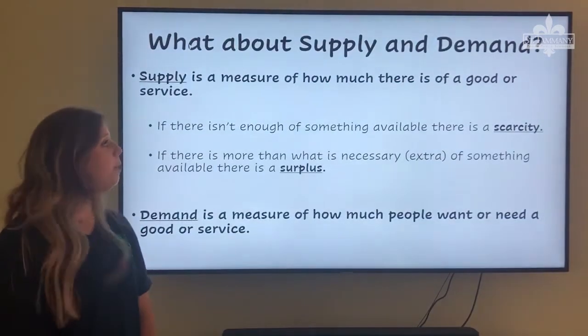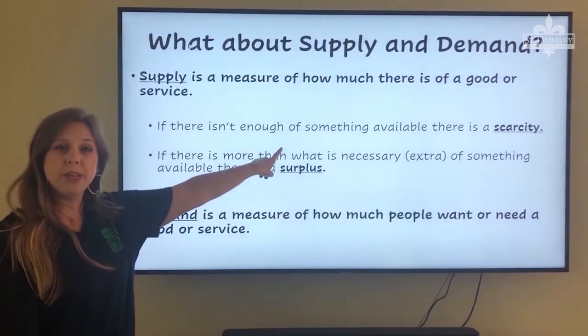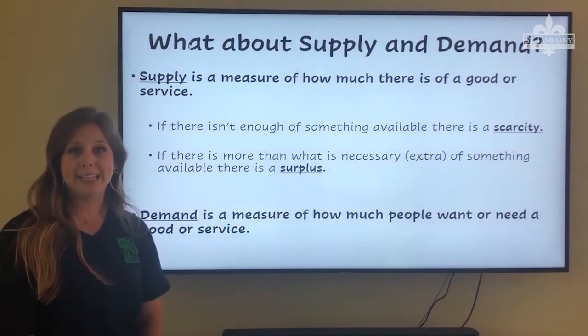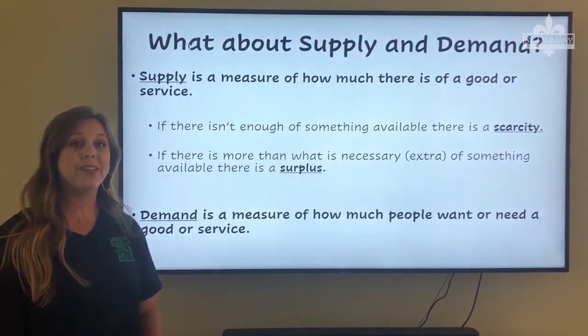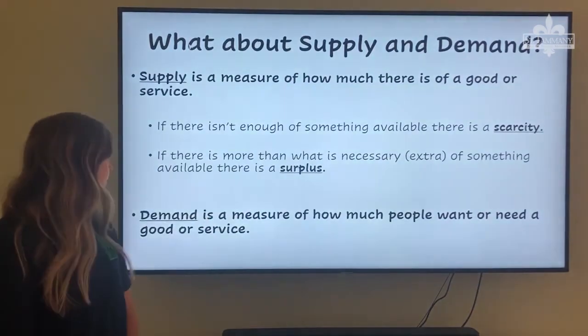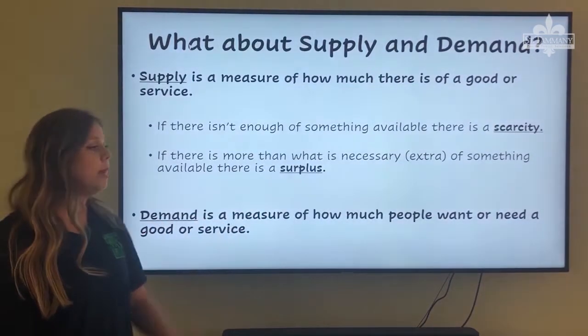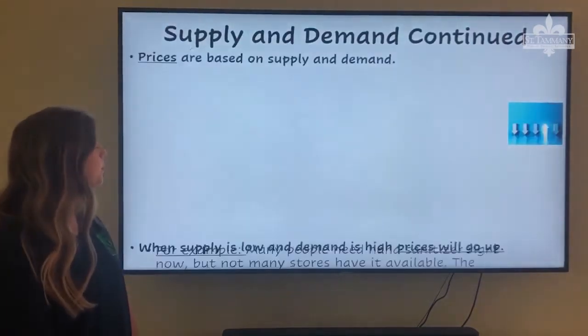Supply is a measure of how much there is of a good or service. If there isn't enough of something available, there's going to be a scarcity. However, if there is more than what is necessary, if there is extra of something available, then there's going to be a surplus. Demand is a measure of how much people need or want a good or service.